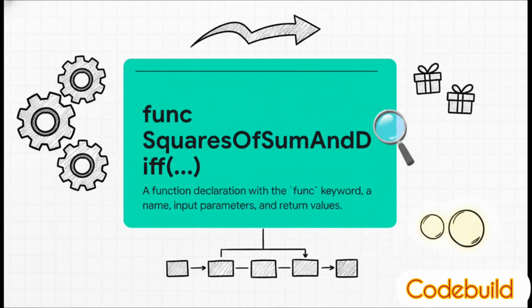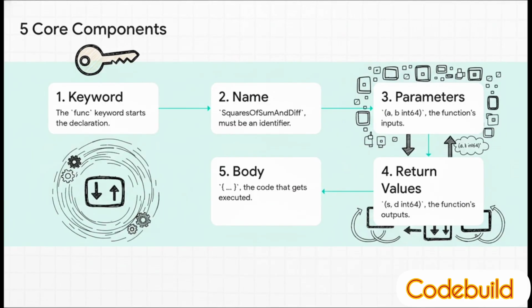It's called squares of sum and diff. Pretty clear, right? It takes two 64-bit integers, a and b, and it returns two 64-bit integers, s and d. Let's pull it apart. Every single Go function has these 5 parts.